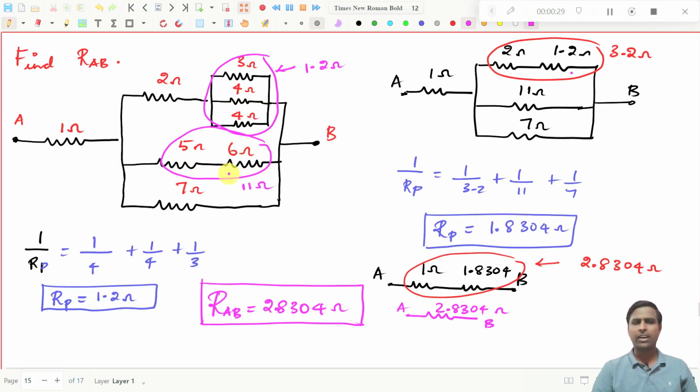And we have taken a complicated problem between A and B. We have seen both parallel resistors and series resistors connected like this, and we have found what is the effective resistance between point A and point B. That is the final answer. We got it as 2.8304 ohms in the last problem, right?